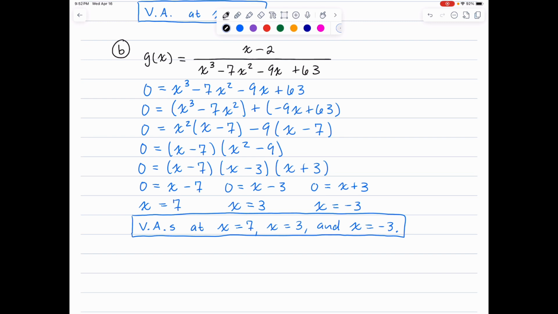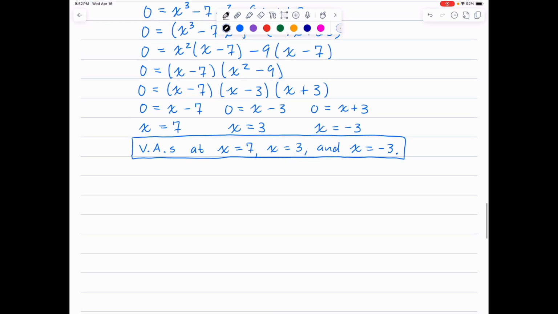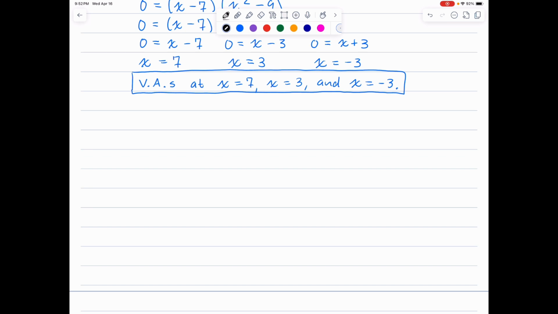Next, let's move on to part C. This is h of x equals 3 over x squared plus 6. So h of x equals 3 over x squared plus 6. All right. So we're going to set x squared plus 6 equal to 0.